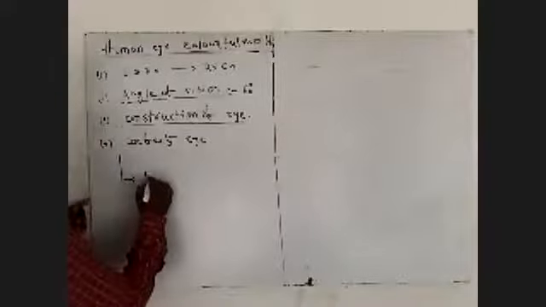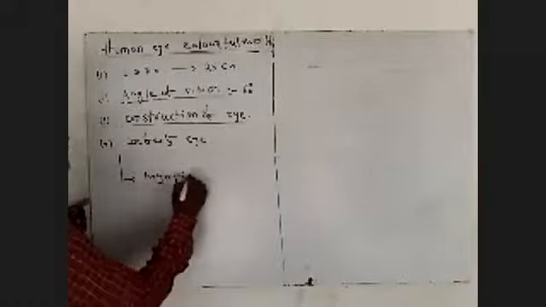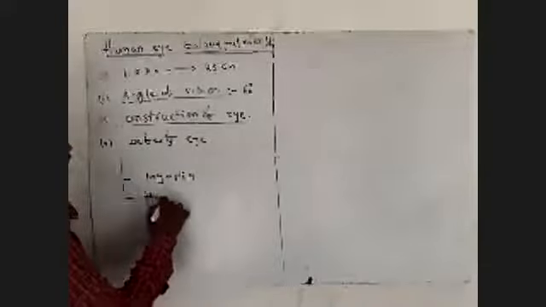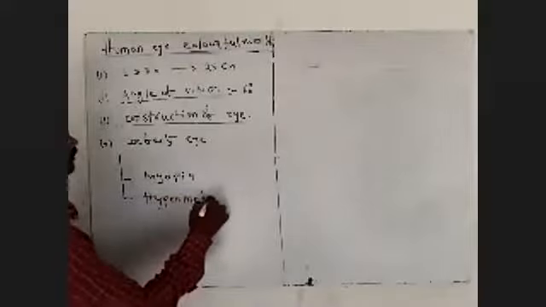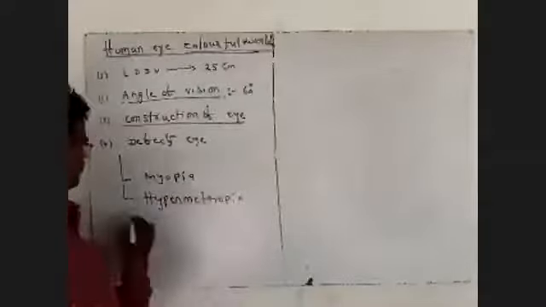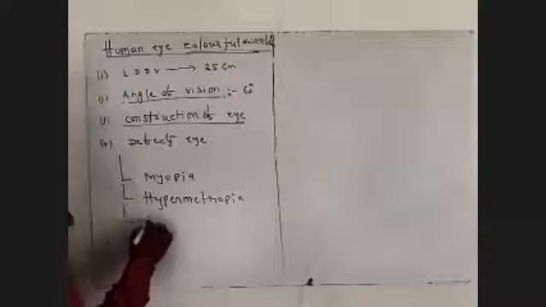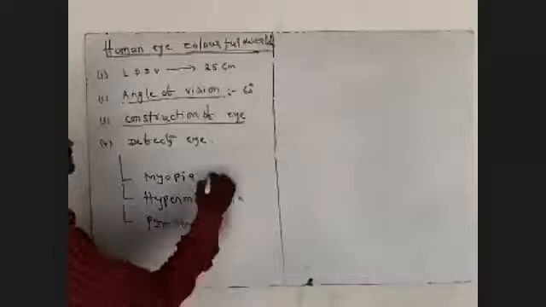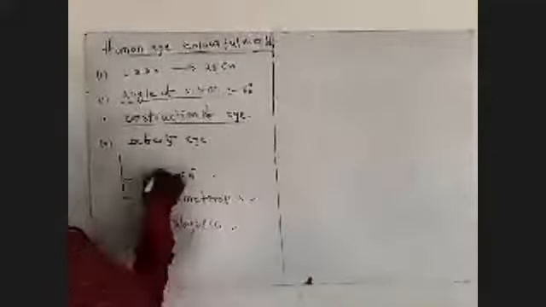One is myopia. Another one is hypermetropia. So we have this problem. The third one is presbyopia. This is also a problem.